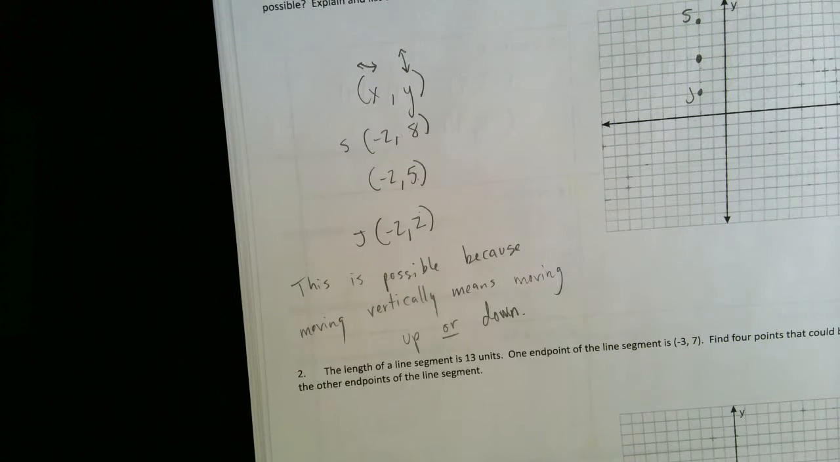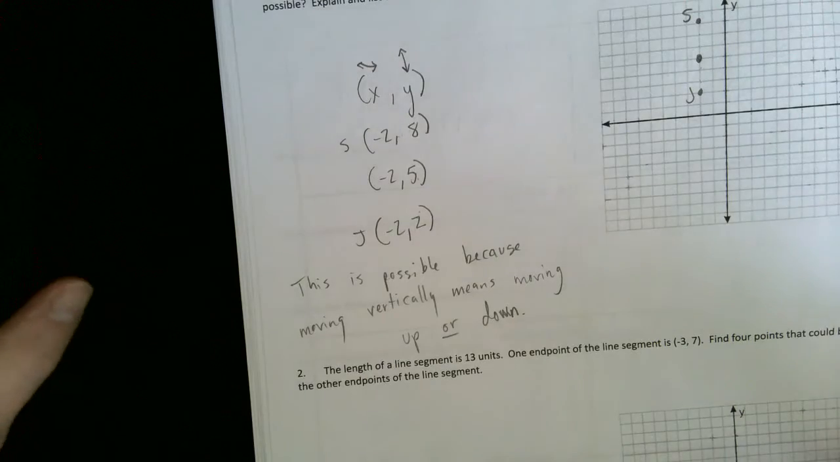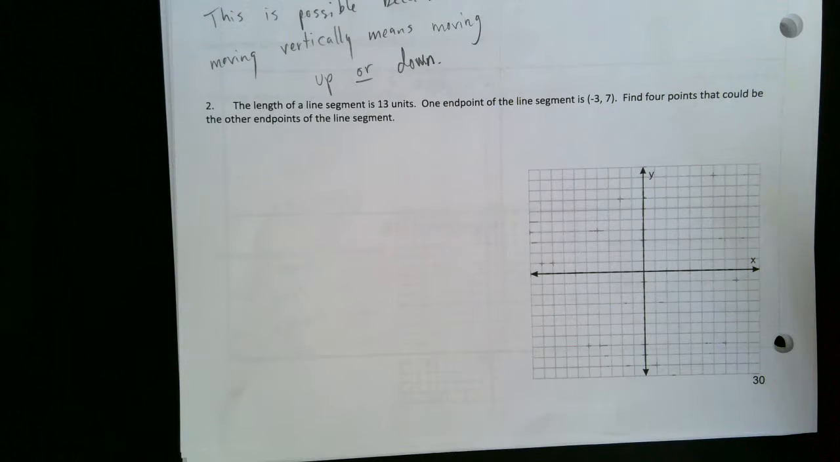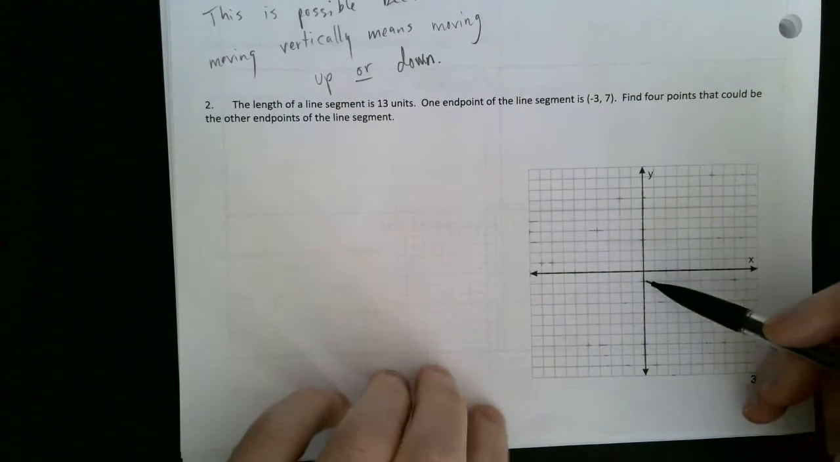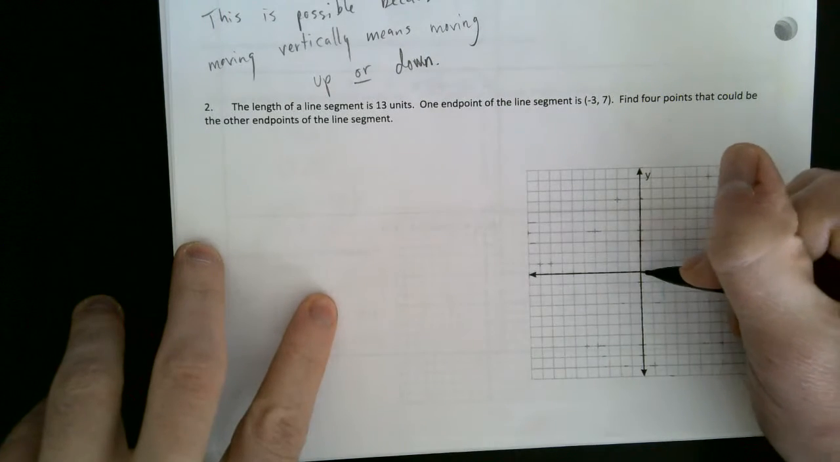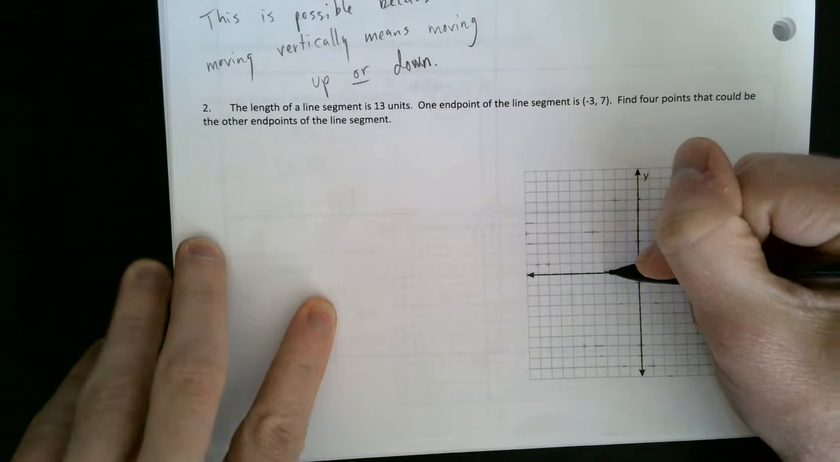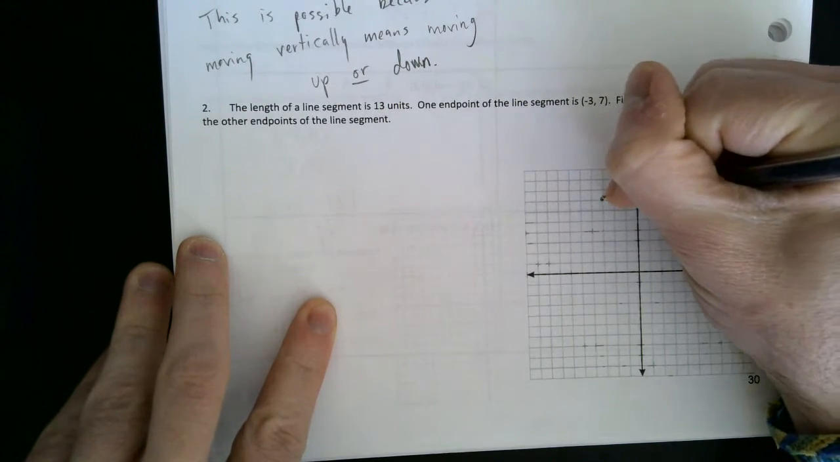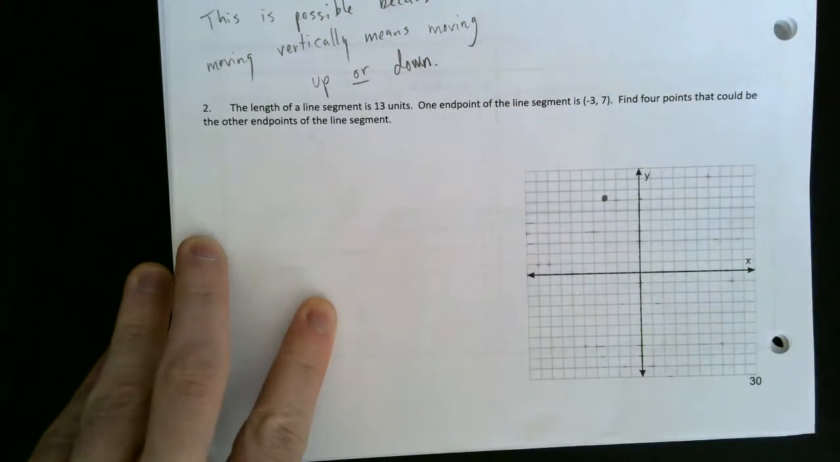All right, let's try this last one here. It says the length of a line segment is 13 units. One endpoint of the line segment is negative 3, 7. Find 4 points that could be the other endpoints. Okay, well, this one's a little tricky. So negative 3, 7. So that means we'll go over 3, up 7. 2, 6, 7. There it is. That's the end point there.